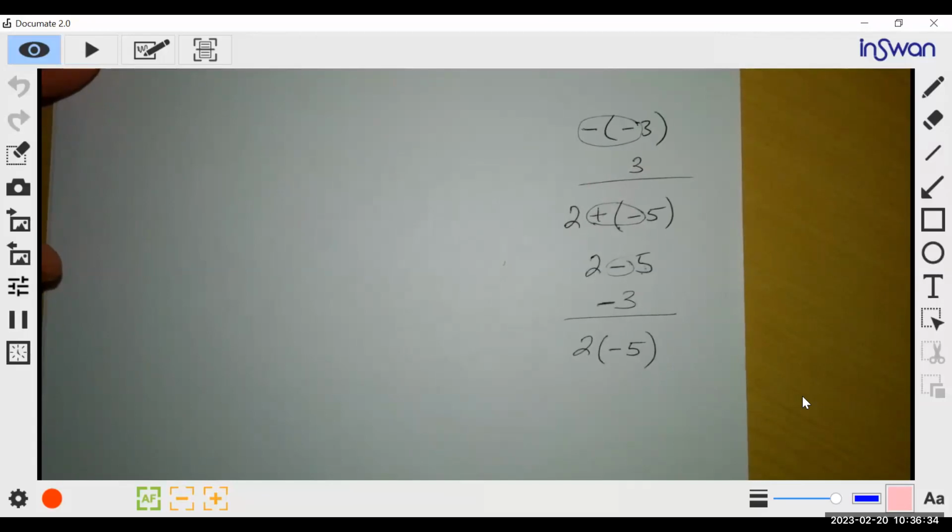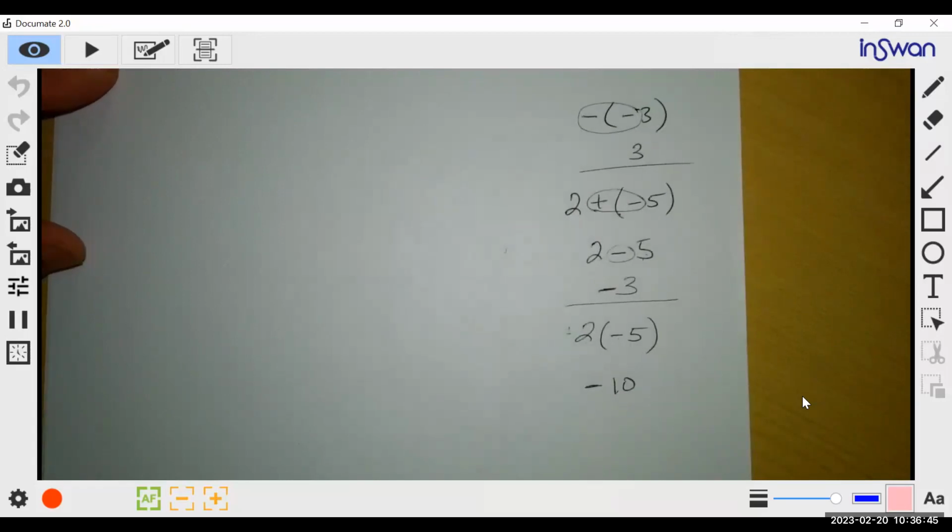If I'm multiplying, positive times negative is a negative. 2 times 5 is 10. You see the difference when you use the rules? Or still no?